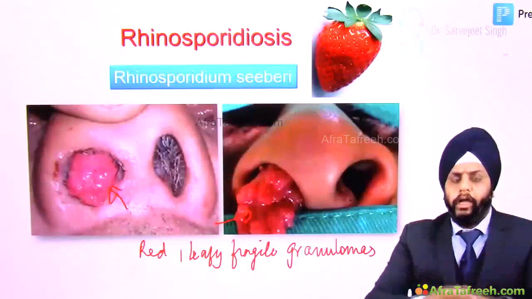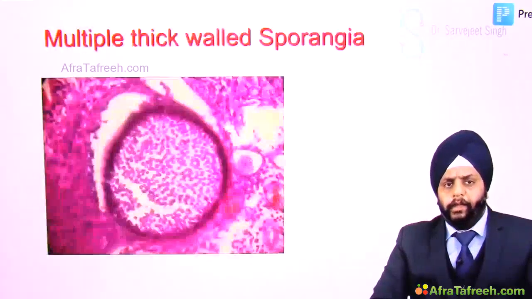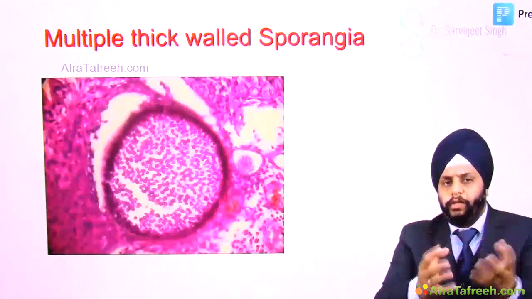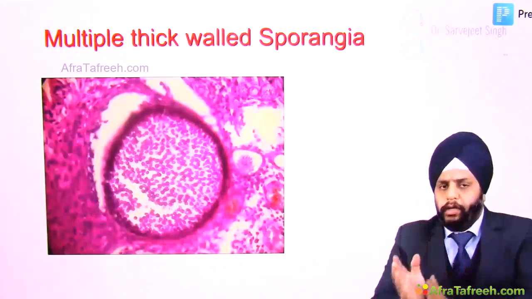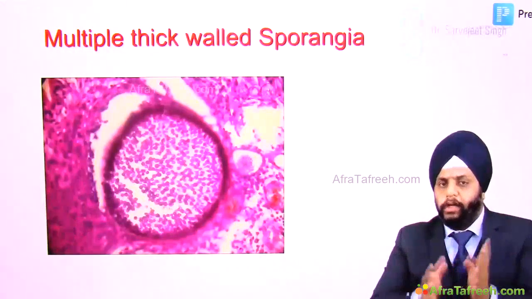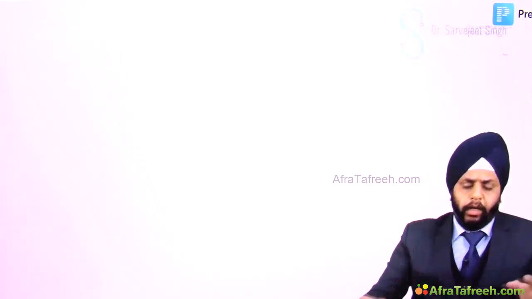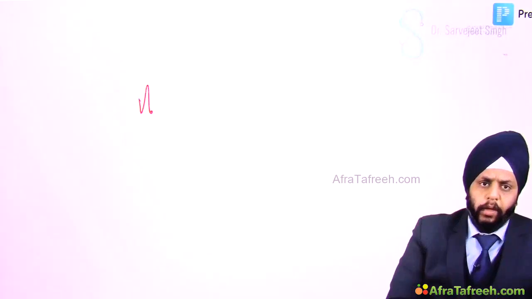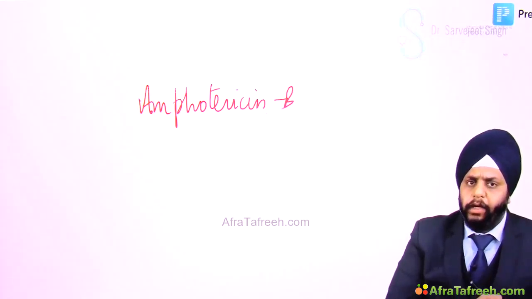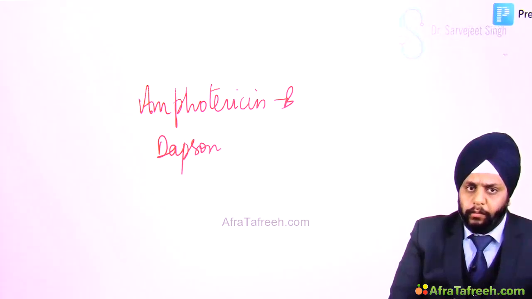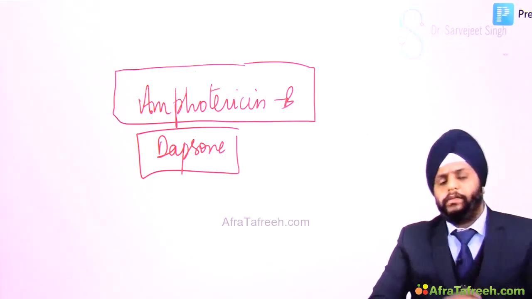Okay, how will you make a diagnosis? Diagnosis, once again, you have to take a biopsy. Now, when you take a biopsy, you will see multiple thick-walled sporangia. So, as I said, it looks like a fungus, okay, but it is not a fungus. What is it? Now, it is proven to be an aquatic protozoa. Right? Okay, treatment. Now, for treatment, we have two drugs. Number one, we have amphotericin B. This is an antifungal drug. And number two, we have dapsone.